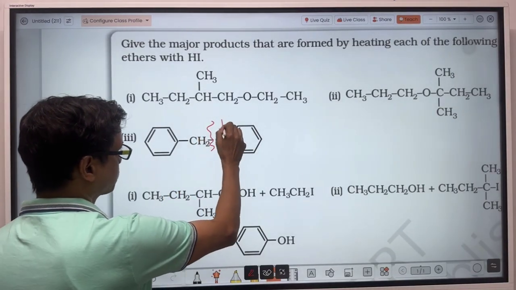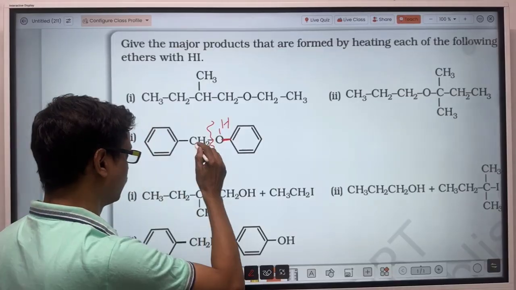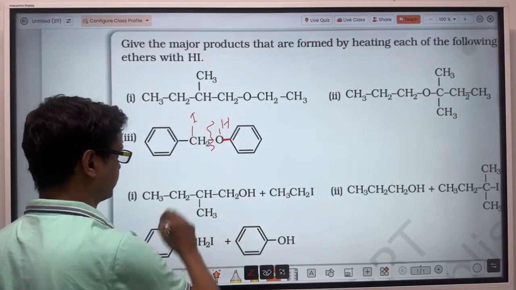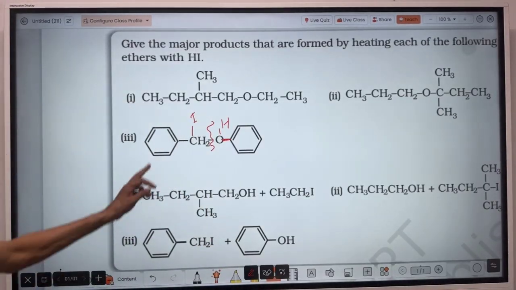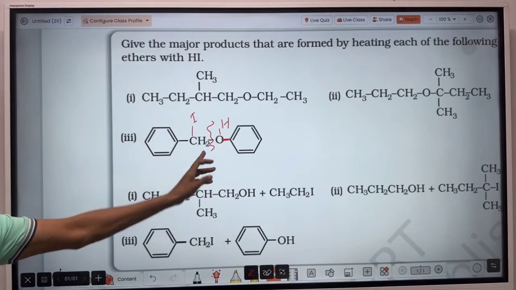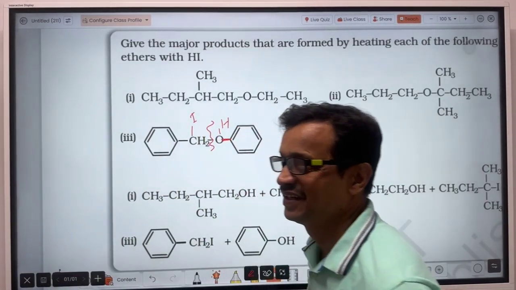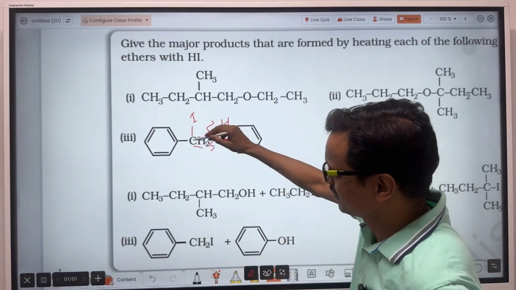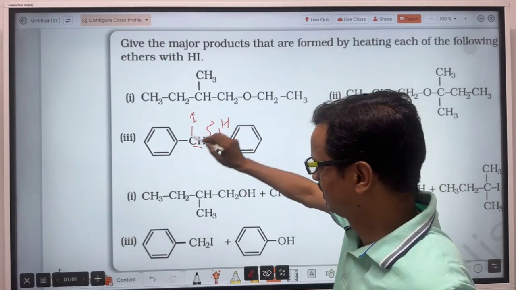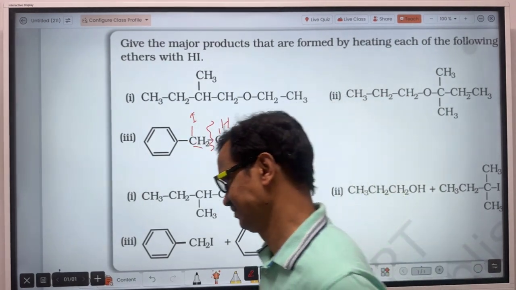So hydrogen will be bonded to this one. So there will be formation of phenol, and iodine will bond to this carbon. So there will be formation of 1-iodo-1-phenyl methane. Okay, what's the IUPAC name of this compound? Because this carbon contains the functional group, that's why 1-iodo-1-phenyl methane will form.